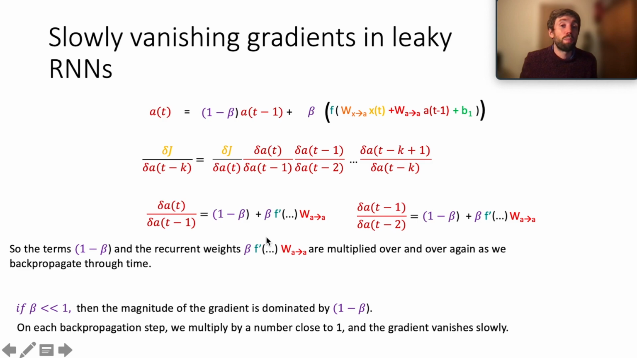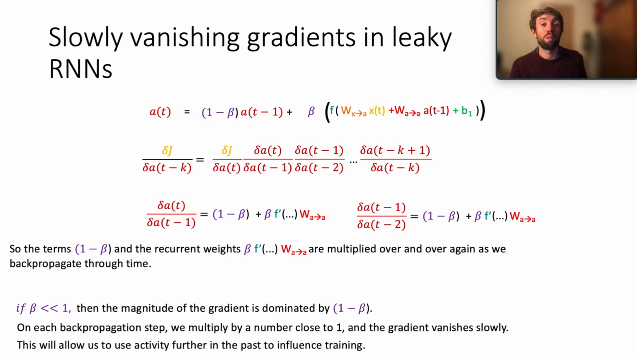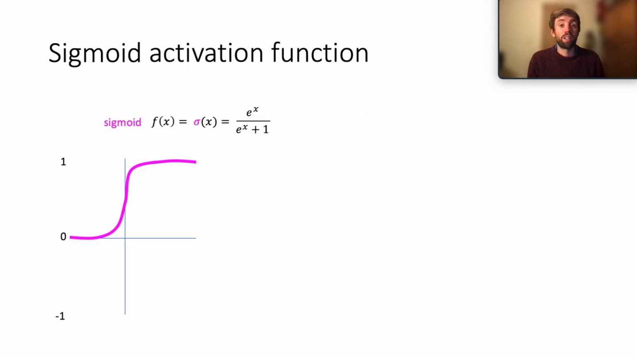Therefore, if on each backpropagation step we multiply by a number that's close to 1, the gradient vanishes slowly. This will allow us to use activity from a bit further in the past to influence training, but it depends on this beta term, which in practice depends on our value of the neuronal timescale tau in comparison to the time step delta t. So now we're going to move on to some related models from AI.